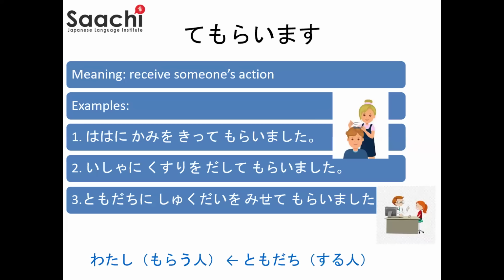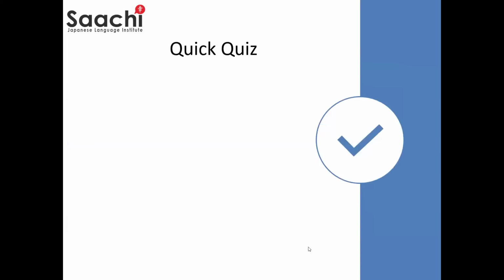So I am the receiver. So I'm starting the sentence with the other person, but I'm receiving from them. So 医者に薬を出してもらいました。友達に宿題を見せてもらいました。So my friend showed me the homework. So I am the receiver and 友達はする人, or others are the doers. So a quick quiz for you.